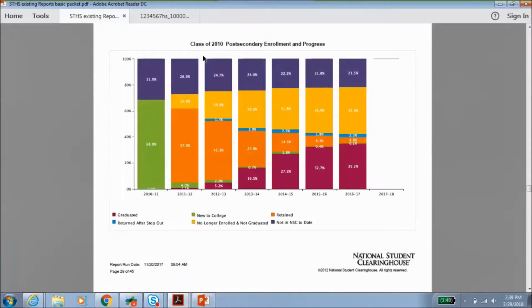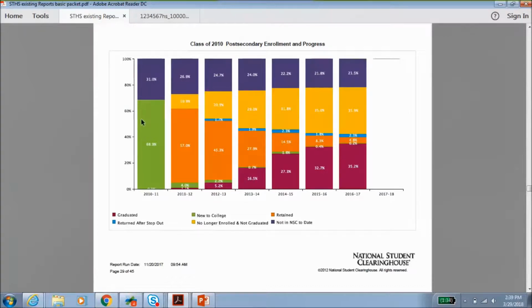All right, so this is an interesting bar graph. Don't be afraid of it. It's actually a pretty cool graph to look at. If you look at the top, this is only your class of 2010. So for the next couple of reports, look at the top. We're talking about your class of 2010.